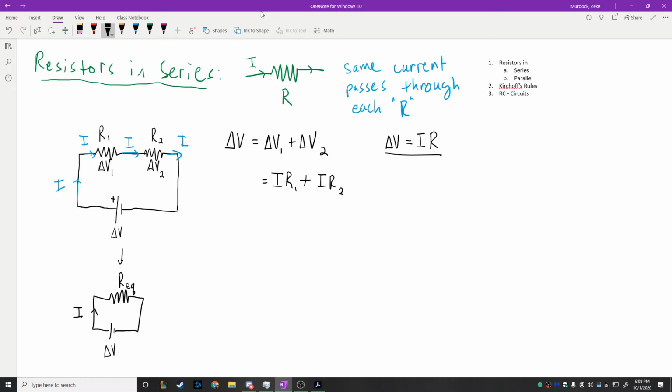On the left-hand side, when we condense it down, there's the same current multiplied by R_EQ. This gives us a really simple result. All the I's cancel out, and we get that the equivalent resistance when you connect things in series is R1 plus R2, plus however many resistors you decide to combine together. Okay? Does that all make sense?